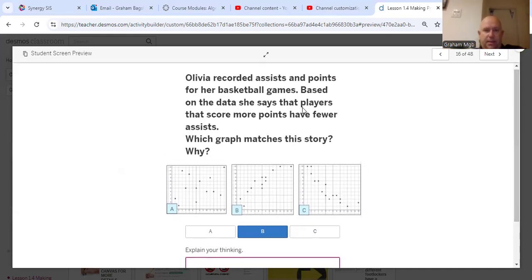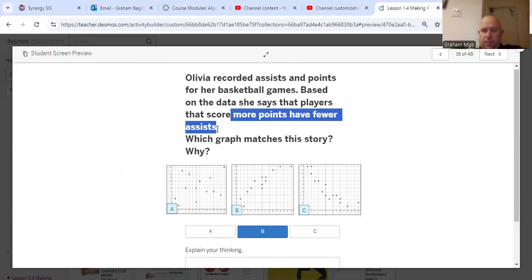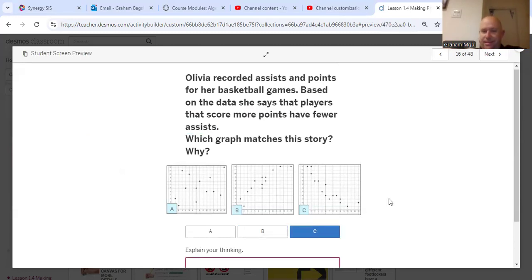So what it says here is, as they score more points, they have fewer assists. So if it would have said more points and more assists, that's both in the same direction. And it would have been fewer points and fewer assists. That's actually graph B. So as these are opposites to each other, that's actually why this is a negative correlation. And the correct answer is C.